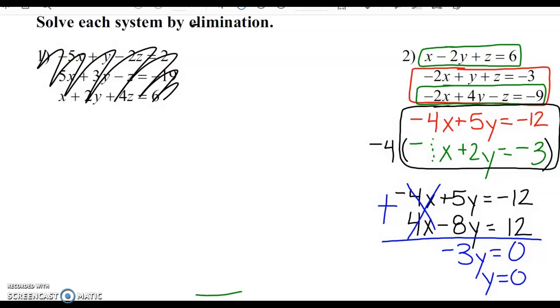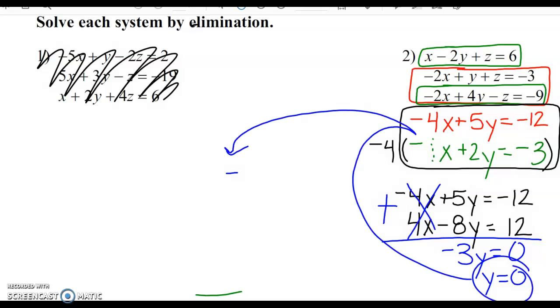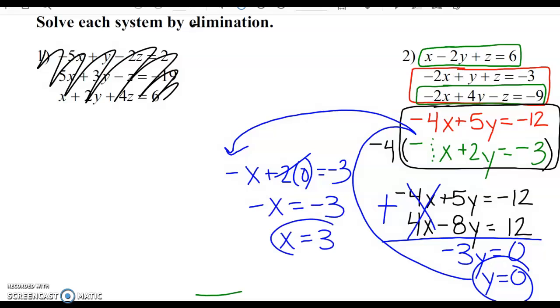Now knowing that y is 0, I can go back and plug it into either my red or green here. I'm going to go green, right? So I'm taking my y equals 0, plugging it into my green. So I have negative x plus 2 times 0 is y equals negative 3. So I really have negative x equals negative 3. So x is 3.